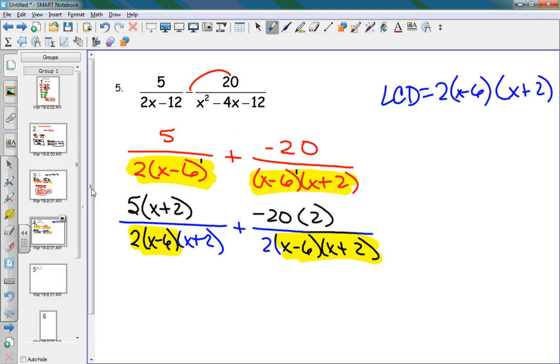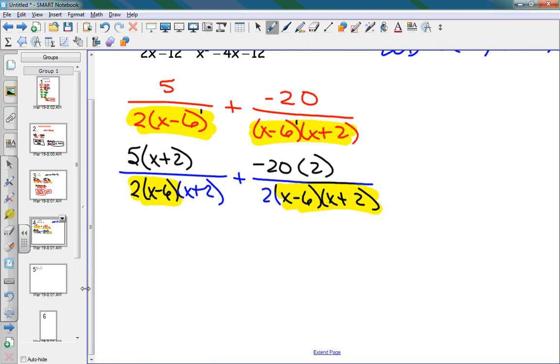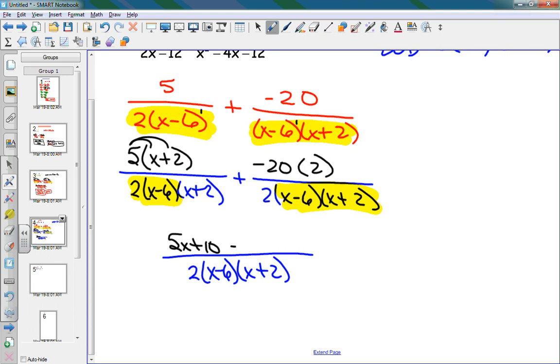Okay, now, we're engaged. How do I know we're engaged? Because they have the same denominators. And after they have the same denominators, what can I do? Get married. I can get them married because I'm just going to write this as one fraction with the house being the denominator. So the denominator is 2 times x minus 6 times x plus 2. Can I distribute? Yes. So that's going to give me 5x plus 10 minus 40.